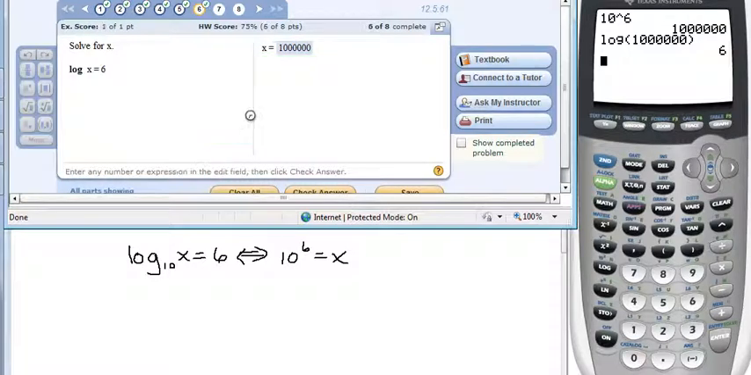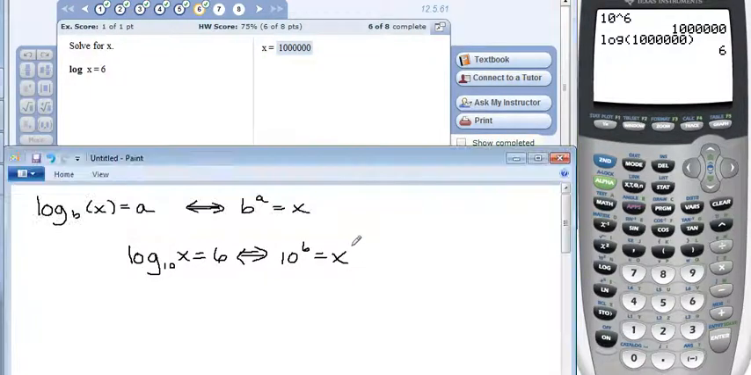Good job. Okay, so the moral of the story here is, if you're stuck this way, you're going to log both sides to turn it into that. If you're stuck this way, you're going to turn it into an exponential and solve it this way. Okay?